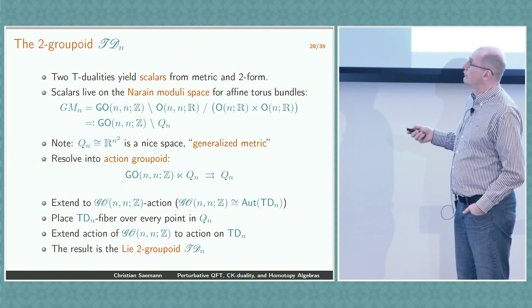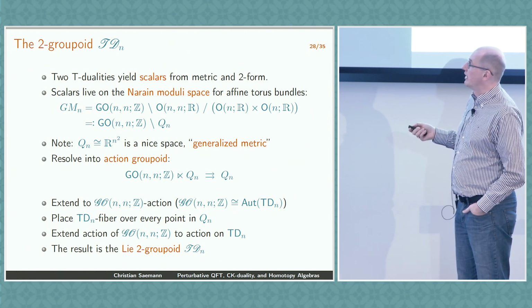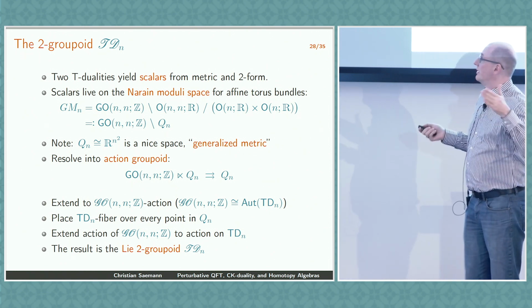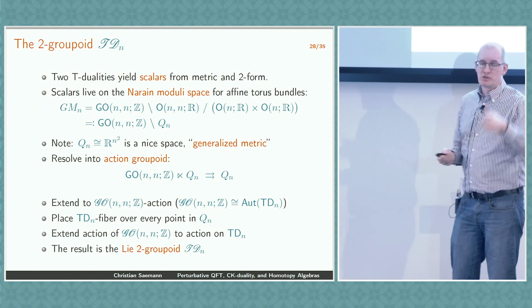Okay, so this also has the advantage that we can now, in a nice way, extend this action groupoid to a full Lie 2 groupoid, because over each point of Qn, over each point of the scalar manifold, we can now put a TDN fiber, right? So this 2 group we had, we can put over each point of the scalar manifold. And then what we do is we take this GO and NZ action, lift it to this 2 group action. And remember, this 2 group was acting on TDN, and we take the diagonal action of this, right?